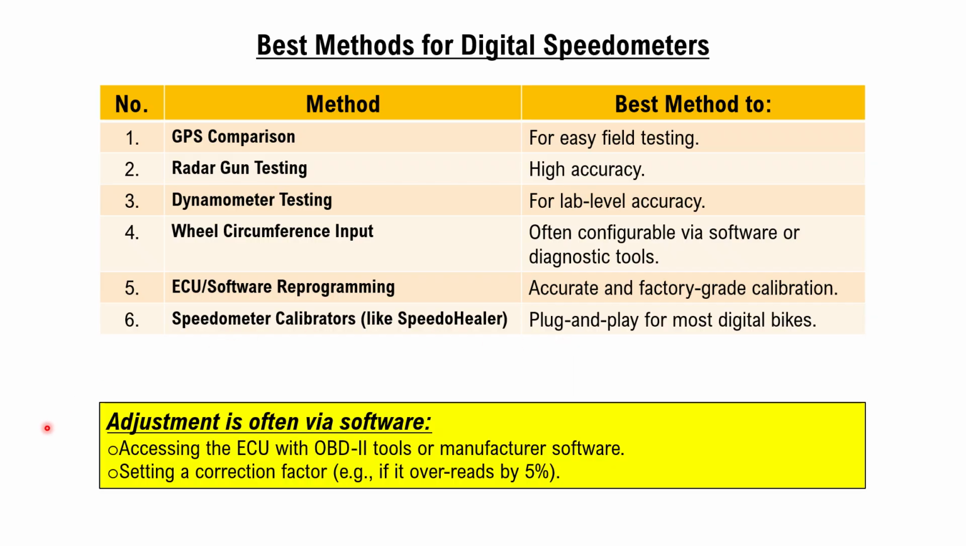Adjustment is often via software. Accessing the ECU with OBD2 tools or manufacturer software. Setting a correction factor, for example, if it overreads by 5%.